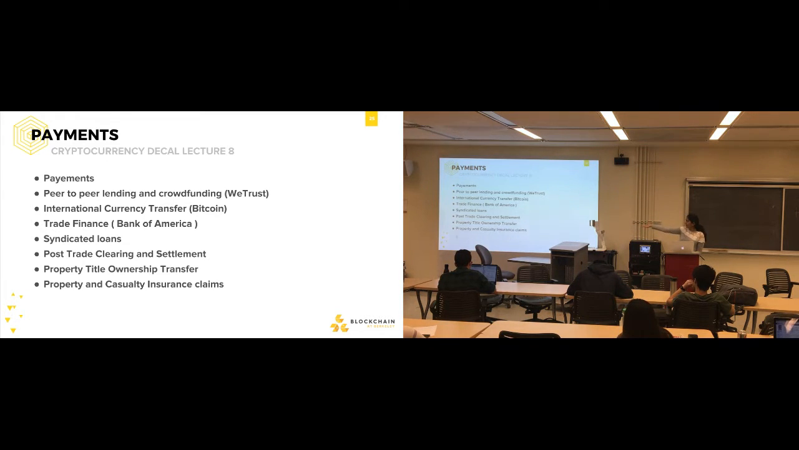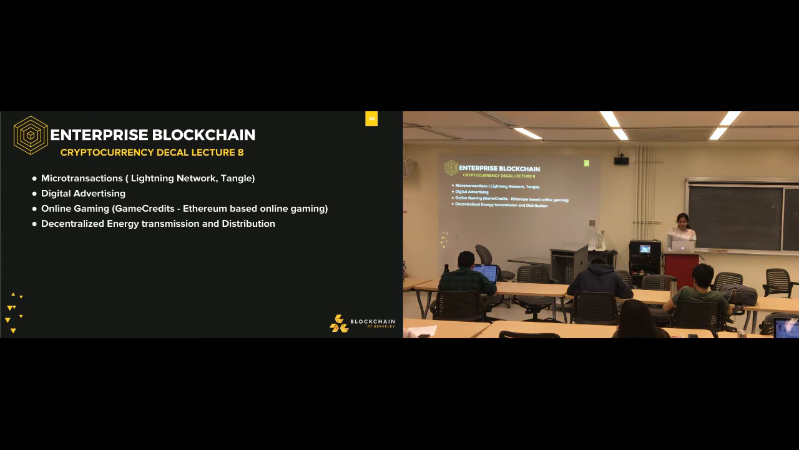Under payments, blockchains can be used for peer-to-peer lending and crowdfunding. If you've heard of WeTrust, they tried to build a lending community such that you lend within your family and your friends using a blockchain. Bank of America was trying to use a blockchain and do something with trade finance. Other possibilities to use a blockchain are microtransactions, online gaming, decentralized energy transmission and distribution. Microtransactions are possible if there's no transaction fee.